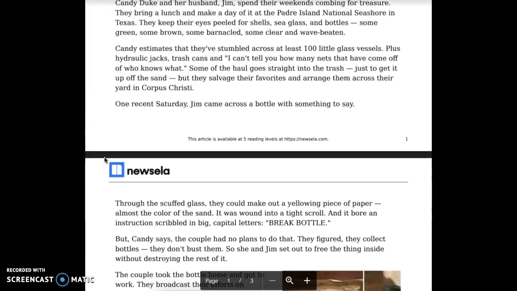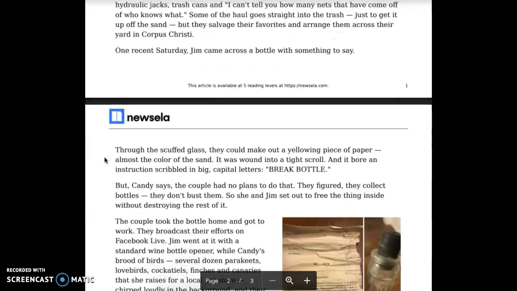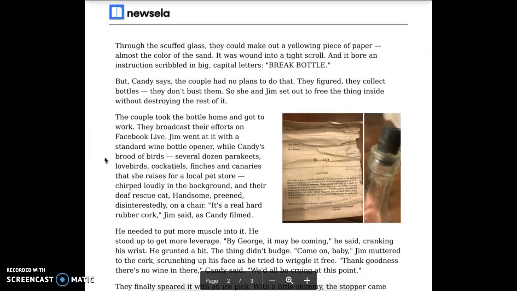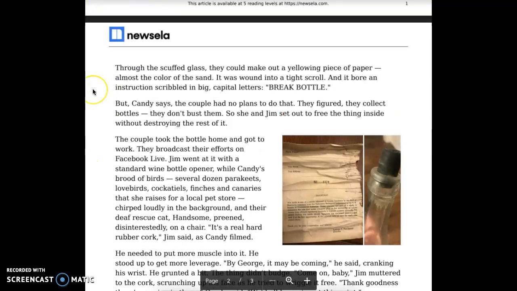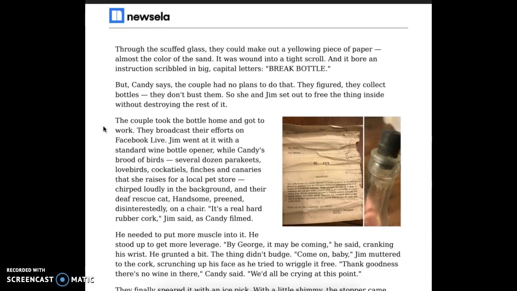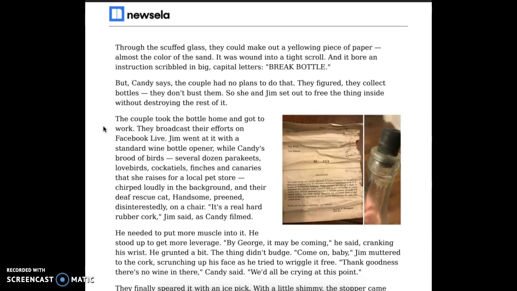One recent Saturday, Jim came across a bottle with something to say. Through the scuffed glass, they could make out a yellowing piece of paper, almost the color of the sand. It was wound in a tight scroll, and it bore an instruction scribbled in big capital letters. Break bottle. Paragraph 5 now. But, Candy says, the couple had no plans to do that. They figured they collect bottles. They don't bust them. So she and Jim set out to free the thing inside without destroying the rest of it.